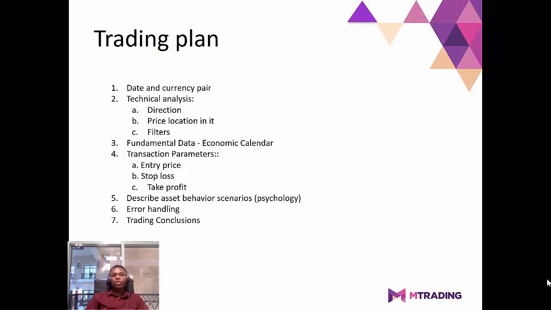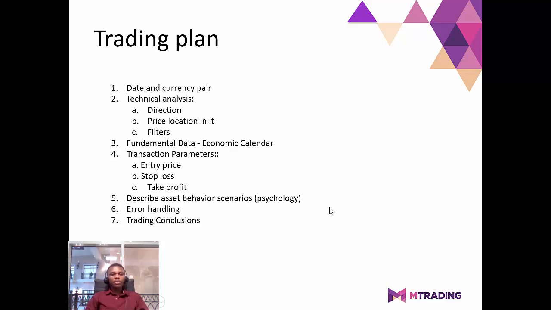Now, these are things we need to do on our plan. Number one is the date and the currency pair. You need to write down the date and the currency pair you are going to be trading. This is going to help you in the future because, as it is proven, the market moves in circles. Something that is happening today, it happened before, and it is going to happen in the future. When you record this plan and keep it safely, it's going to help you in future decision making.